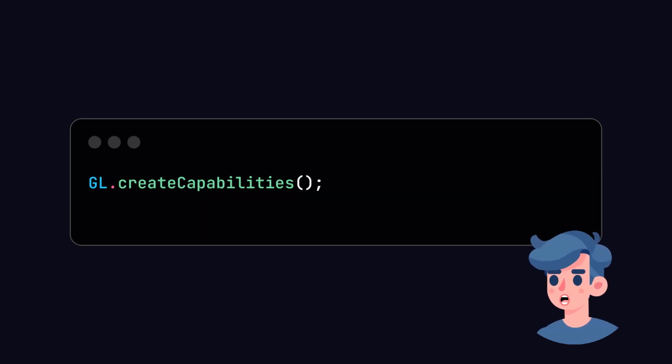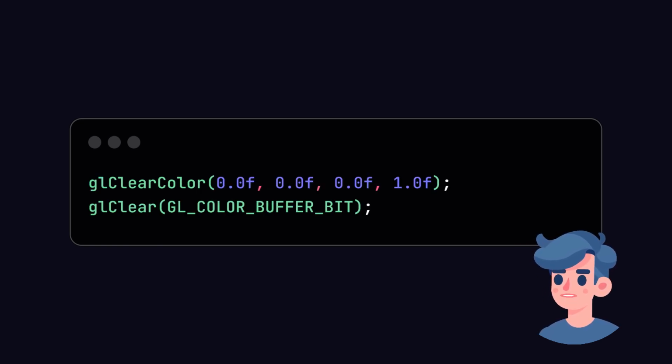However, before rendering, let's initialize OpenGL. LWJGL provides a method to create an OpenGL context, which we can do right after making the context current. Let's also add some simple rendering logic. For example, we can clear the screen to a specific color. This is done using the glClearColor and glClear methods.